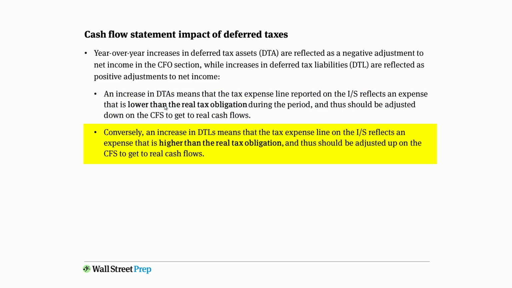Conversely, an increase in deferred tax liabilities means that the tax expense line on the income statement reflects an expense that is higher than the real tax obligation and thus needs to be adjusted up on the cash flow statement to get to real cash flows. In other words, you're recognizing a larger tax expense than the actual cash tax liability, and so we want to adjust that on the cash flow statement to get to real cash flows. As the deferred tax liability is going up, we need to adjust it to reflect the fact that cash didn't actually go out the door.